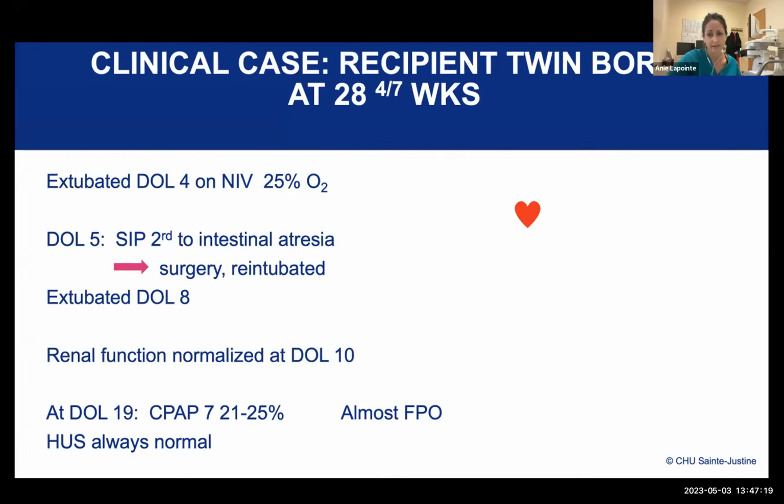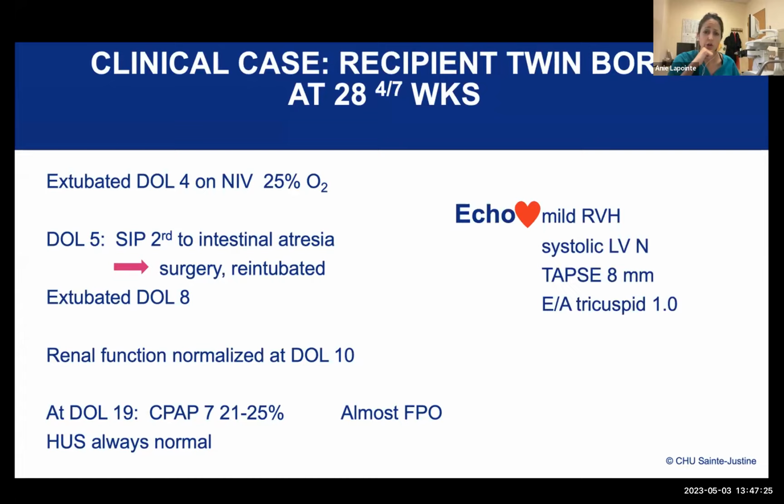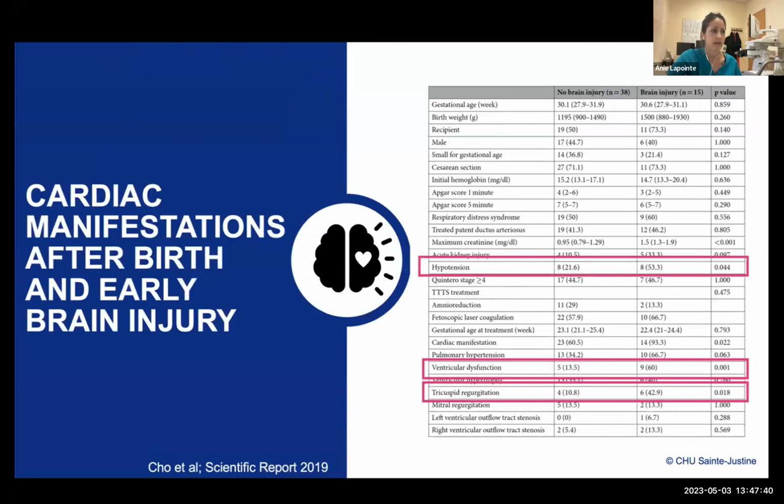The echo done at day of life 19 showed improvement of the right ventricle hypertrophy. The LV function was normal. Type C also improved, and the diastolic function of the right ventricle also improved. So this evolution makes me introduce the cardiac manifestation after birth and a relation with brain injury.